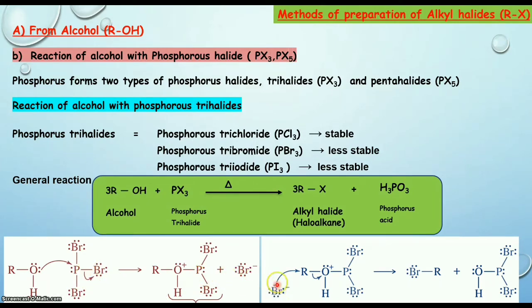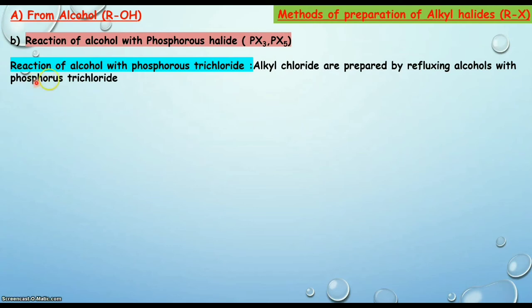This Br minus ion attacks the alkyl group and forms the alkyl halide, as well as this intermediate. According to the general reaction, three molecules of alkyl halides are formed. Therefore, two more alcohols will react with these intermediates and form alkyl halide. But students, for this session, remember only this general reaction. Focus only on the general reaction, that is three molecules of alcohol on reaction with phosphorus trihalide give us three molecules of alkyl halide.